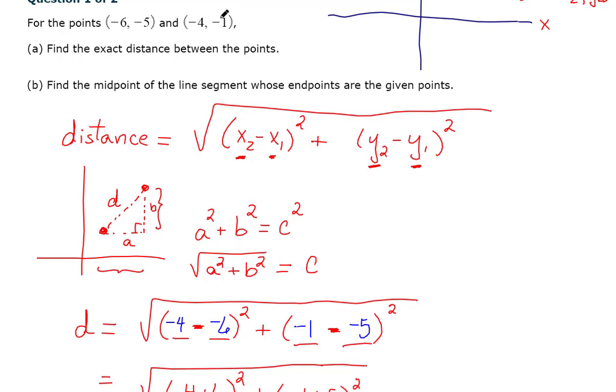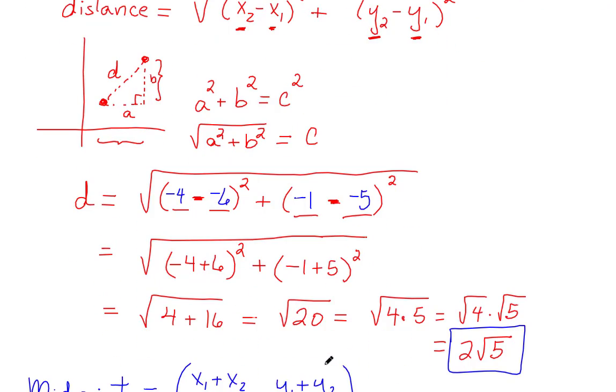So let's see, minus 4 minus a minus 6 is minus 4 plus 6. Minus 4 plus 6 is a positive 2. 2 squared is 4. Okay, that's good. Minus 1 minus a minus 5, minus 1 plus 5. Minus 1 plus 5 is a positive 4. 4 squared is 16. And now 4 plus 16 is 20. So this is the square root of 20.